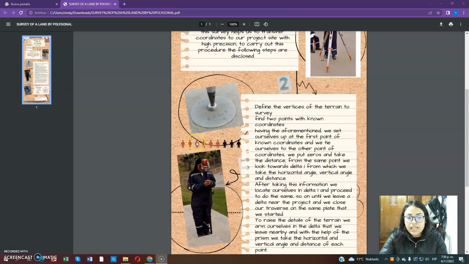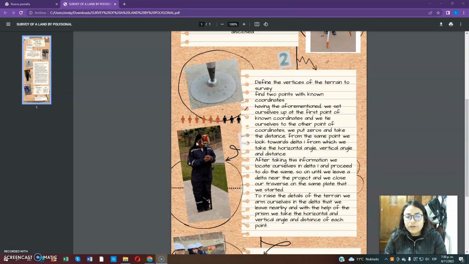After taking this information, we relocate to delta 1 and proceed the same way, and so on, until we arrive at the delta nearest the project, and we close the traverse on the same point where it was started.